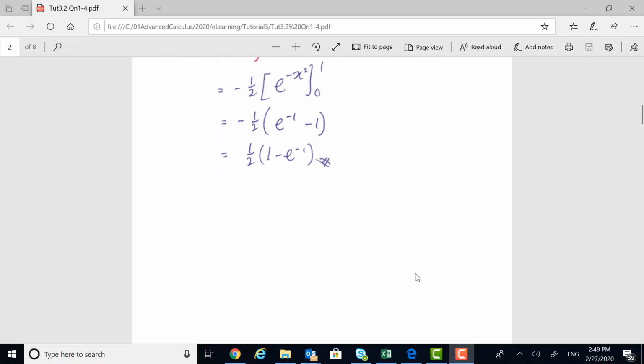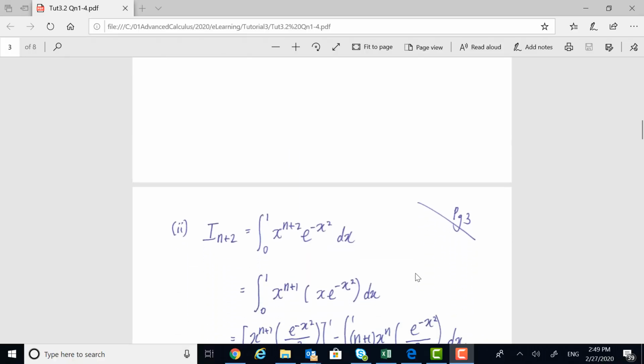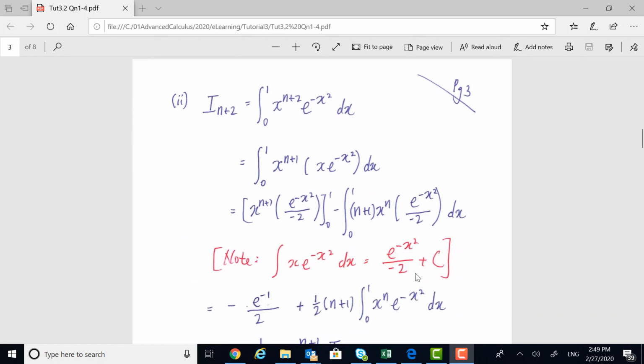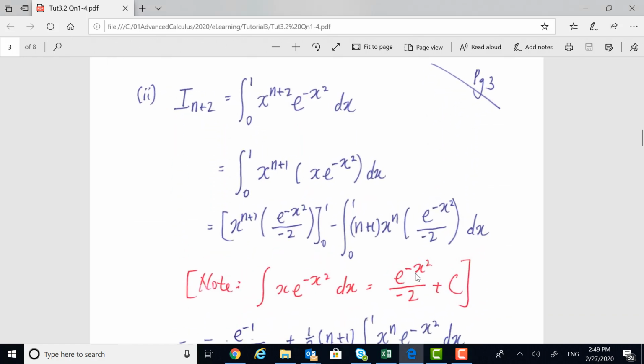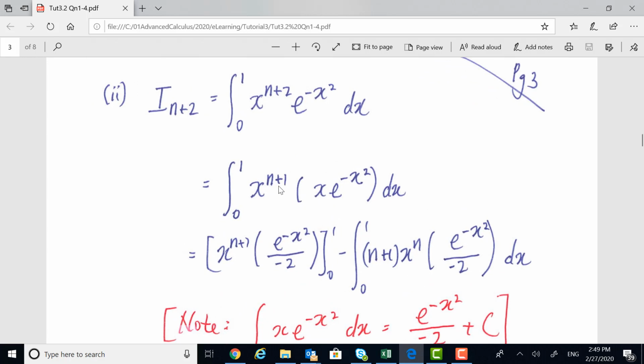Moving on to part 2, we now start off with I of n plus 2. Right, we want to prove that I of n plus 2 is a certain expression. I of n plus 2, by definition of the question, is actually this. So in this case, I intend to now show that this integral will work out to be what the question wants me to prove. For this question, you need a simple trick.